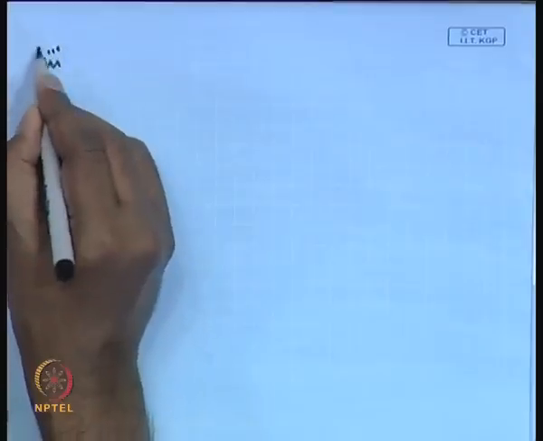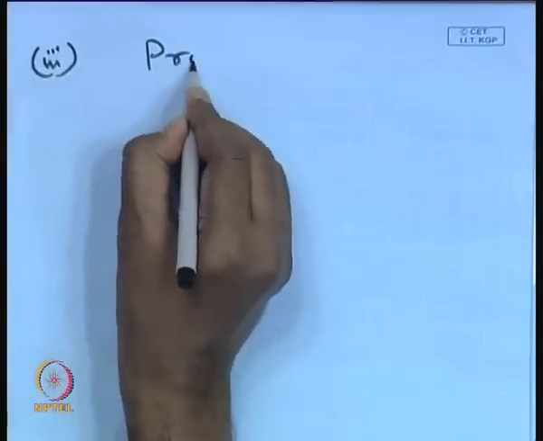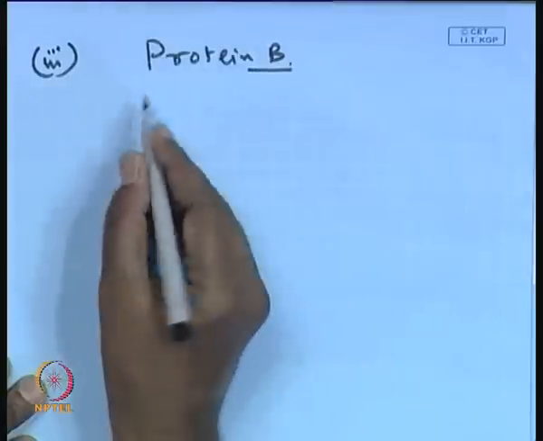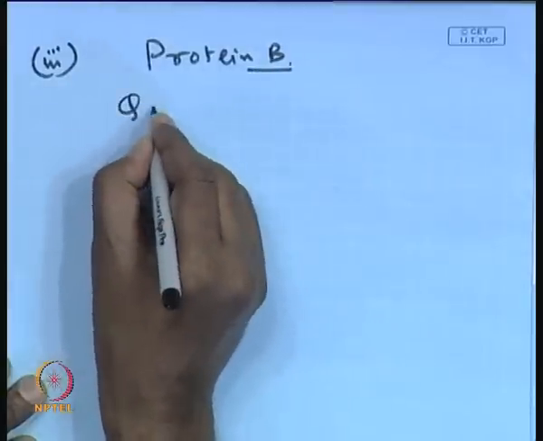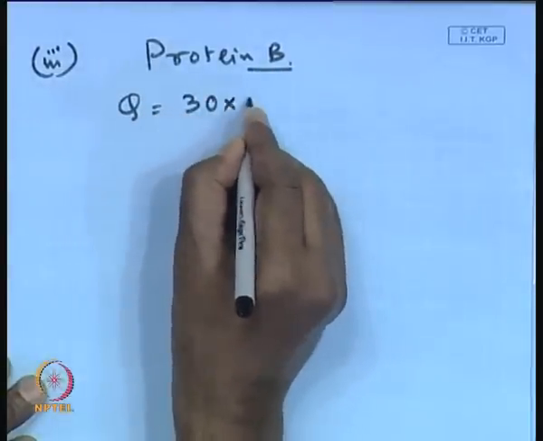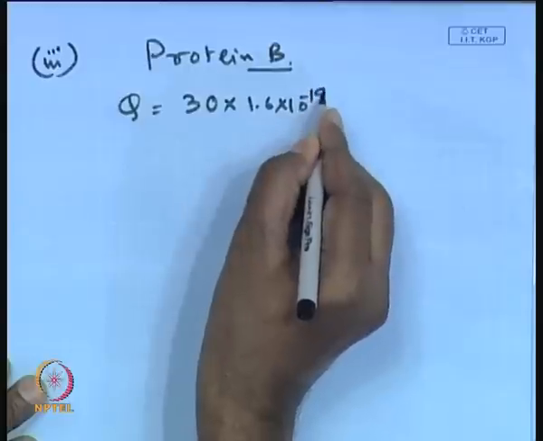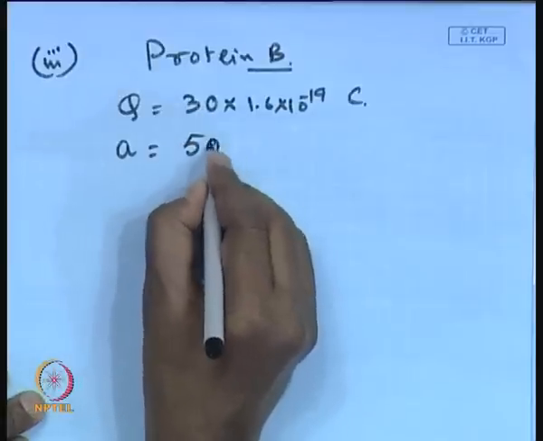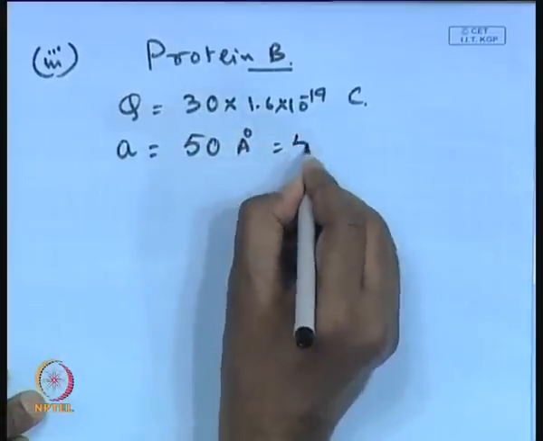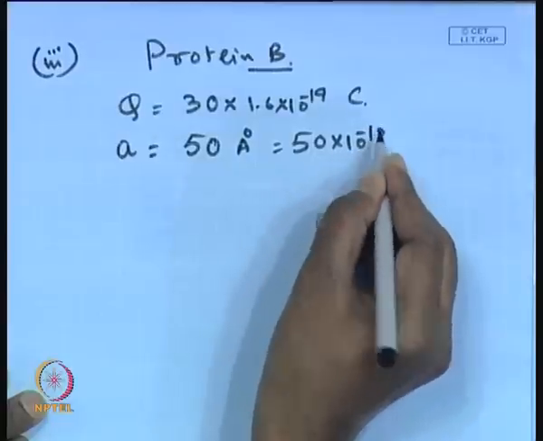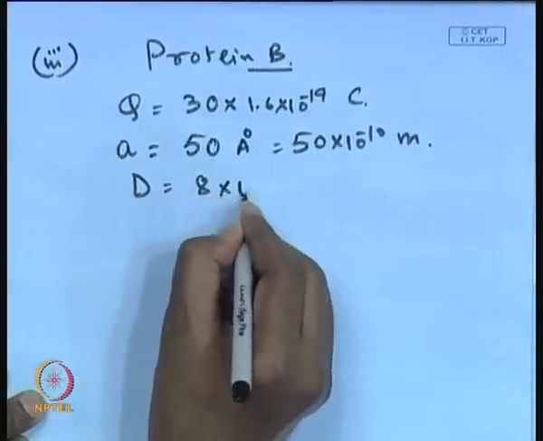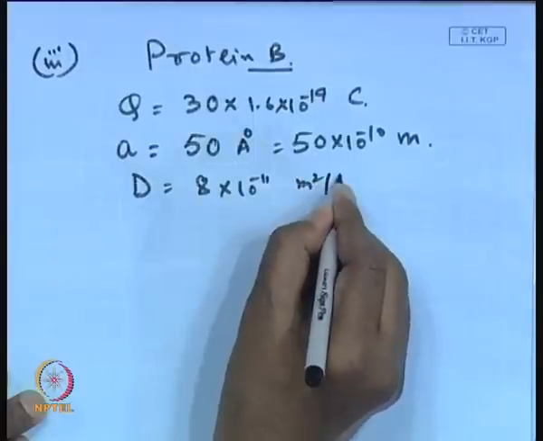Now, let us look into the part 3, that will be pretty interesting. We are talking about protein B. In this problem, Q is given 30 E, right, 30 into 1.6 into 10 to the minus 19 coulomb. Okay. The radius is given 50 angstrom. So, this is 50 into 10 to the minus 10 meter, okay, and diffusivity is given as 8 into 10 to the minus 11 meter square per second.